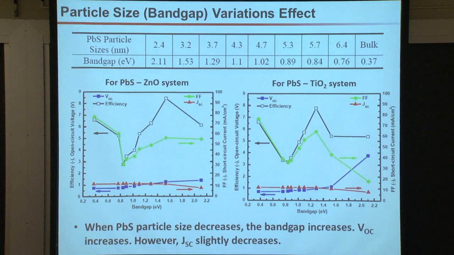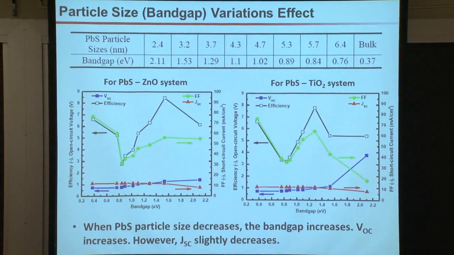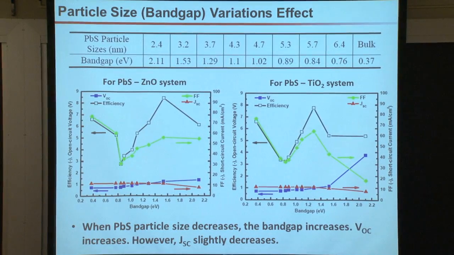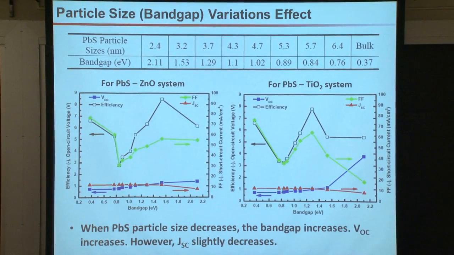So we will use these numbers in the simulation tools to simulate the efficiency of two systems. One is lead sulfide zinc oxide. The other one is lead sulfide titanium. You can see the white dot on the figures. That means efficiency. The highest efficiency occurs when the band gap is around 1.5.